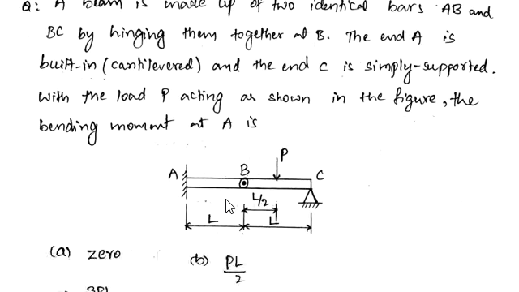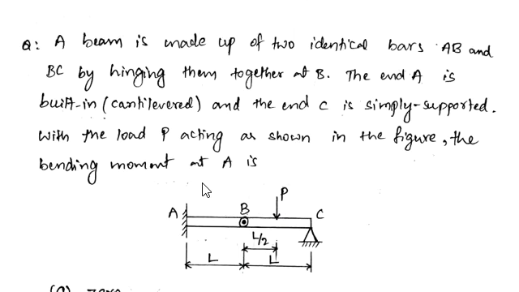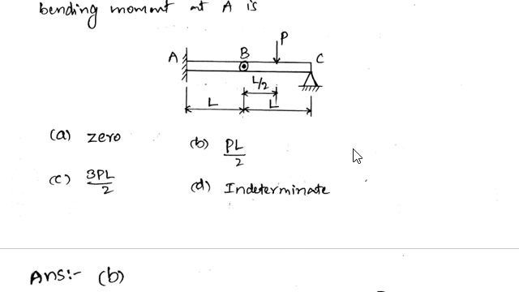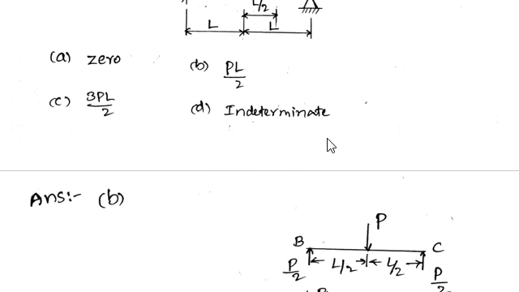So here two beams are joined by a hinge or pin joint, AB and BC, and C is simply supported and A is fixed, and load P is acting at the center of BC. Why? Because L is given from A to B and B to C is L, and this is L by 2, so the load P is acting at the center of BC. In this case, he is asking to find the bending moment at A, and some options are given here. The correct option is option B, PL by 2.